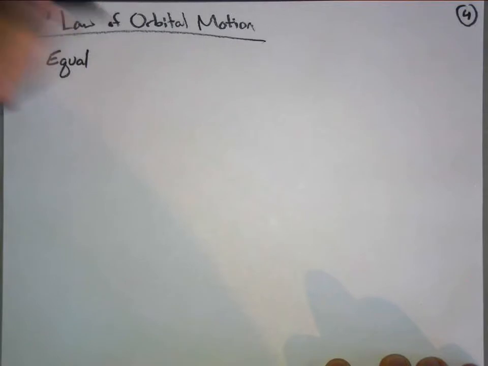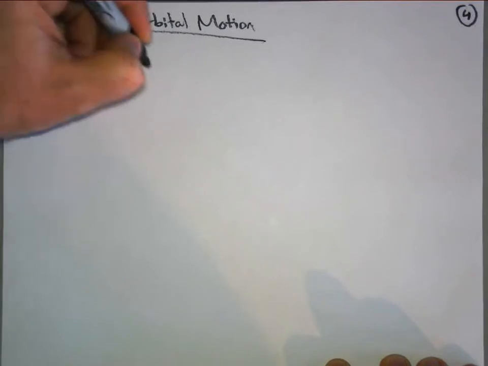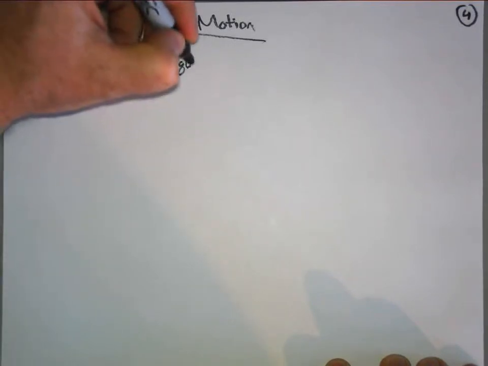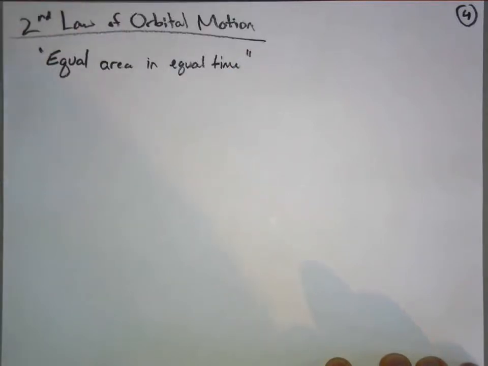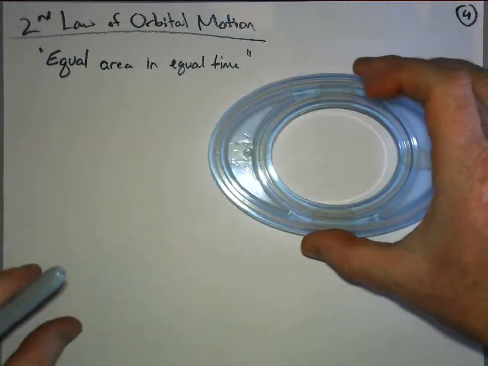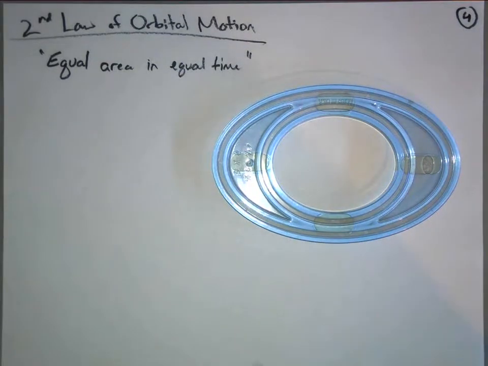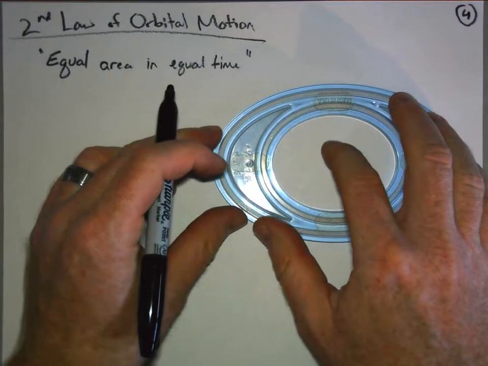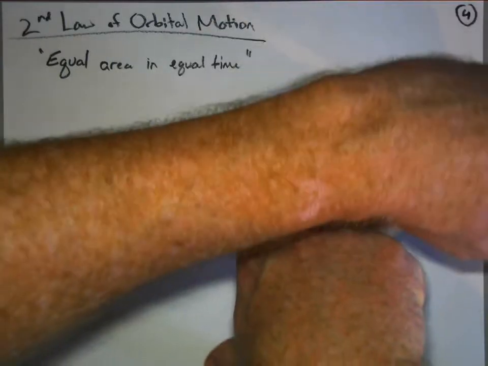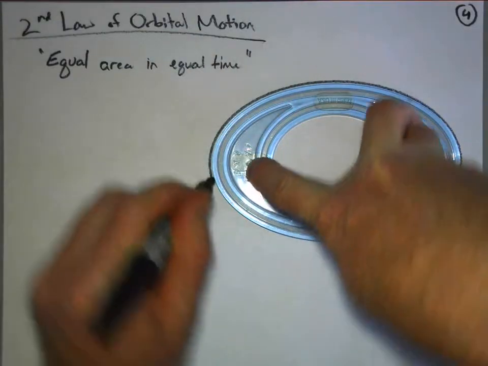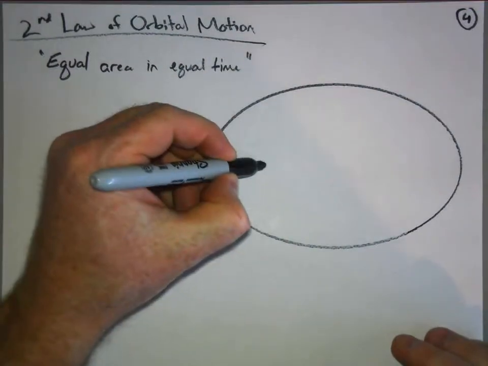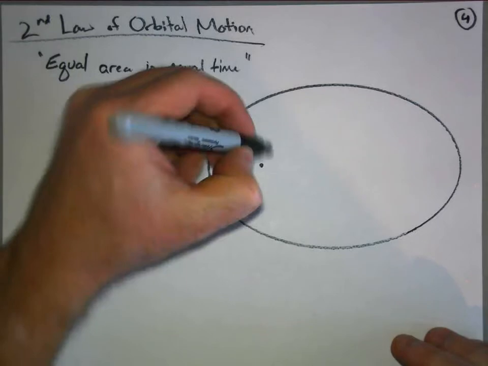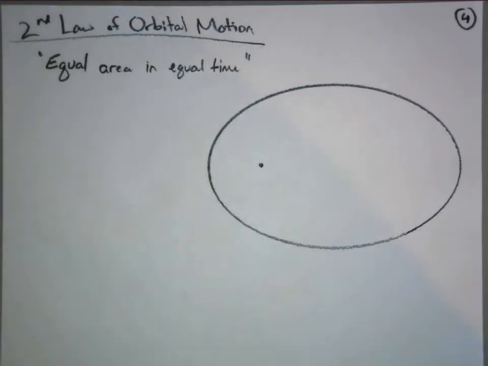So I'm going to say equal area in equal time. That's how I remember this second law of orbital motion here. And so let me show you what this means. I'm going to create my elliptical orbit. And I'm going to focus there. So that's where the sun would be located if we have a planet.